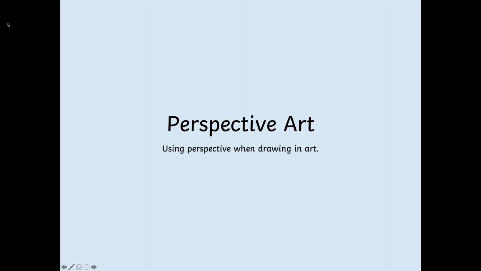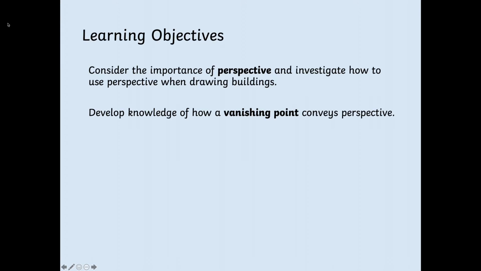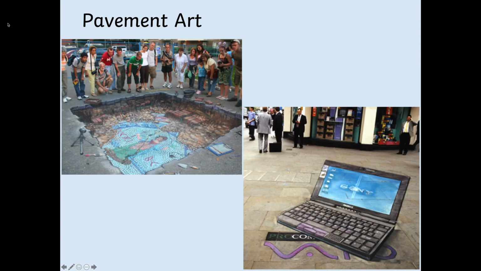So we're going to be looking this week at art for your YouTube lessons, and we're going to be looking particularly at perspective art. Now that is where you do your drawing, but from one particular perspective. So we're going to be looking at the importance of perspective and investigate how to use perspective when drawing buildings particularly, and develop knowledge of how a vanishing point conveys perspective. Now I know we did a bit of perspective drawing last year, so hopefully this will be a bit of a refresher for you.